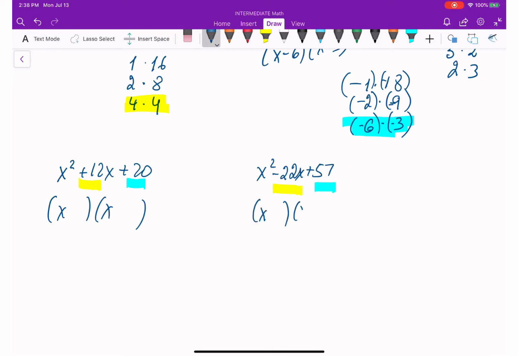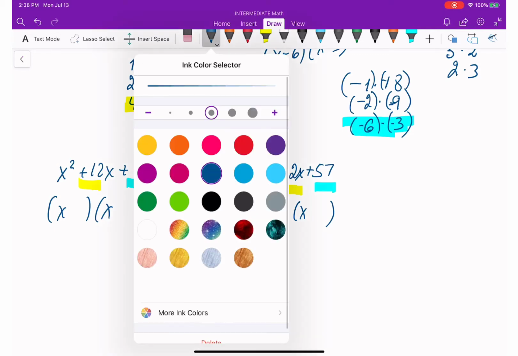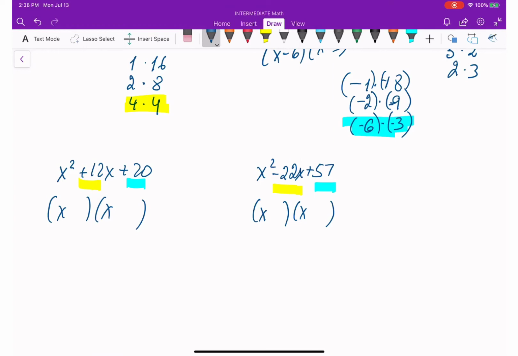x and x. Okay. Now, next I'm going to see, since summation is negative, that means both numbers are negative. Here, 12x summation is positive. That means both numbers are positive. Let's work with it. So 20, 1 and 20, right? 2 and 10, 4 and 5. So obviously, 2 and 10, it's going to be our choice of summation, right?